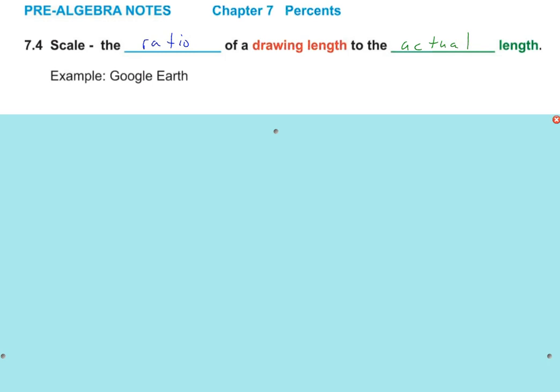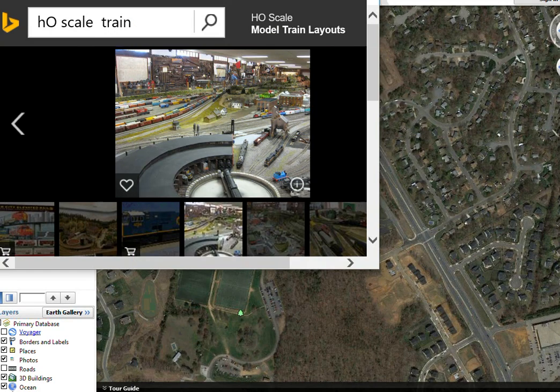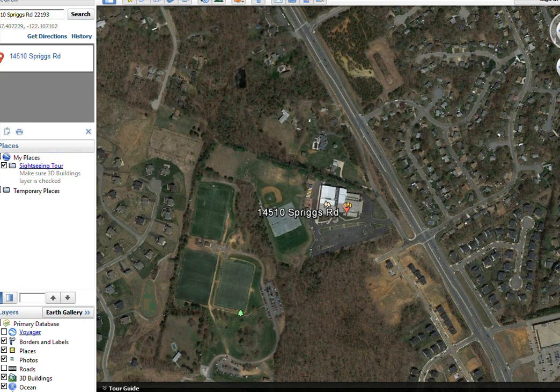A good example is Google Earth. Let's get rid of that. Brendan, hit those lights so you guys can see that a little better. Turn the lights off. All right, so we all recognize that that is the church. Is our church and school that small? No, obviously not. It is a scaled drawing.